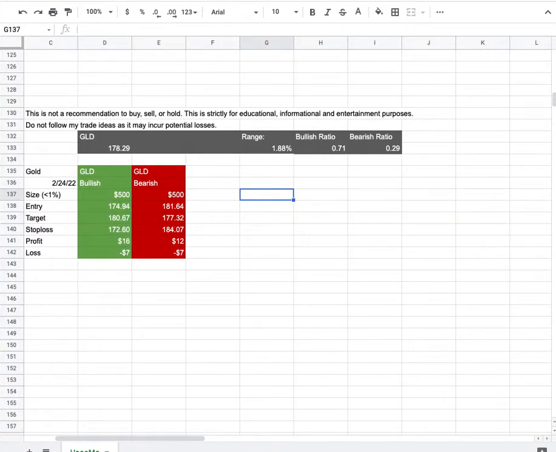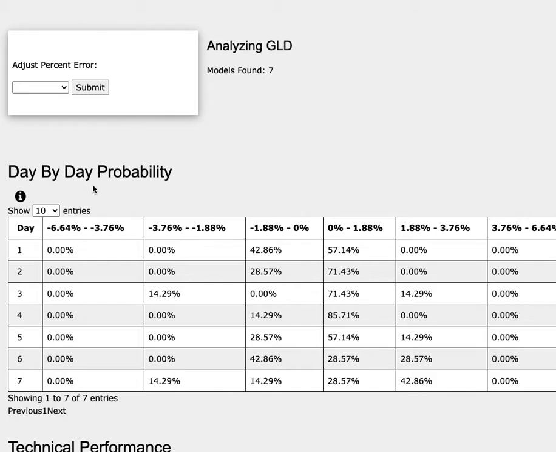So how did I develop these trade ideas? It all comes from the day-by-day probability model. As we progress to the 5th day of trading, gold futures has a 57% chance to climb between 0 to 2%, a 14% chance to climb between 2 to 4%, and to the downside has a 29% chance to fall between 0 to negative 2%.